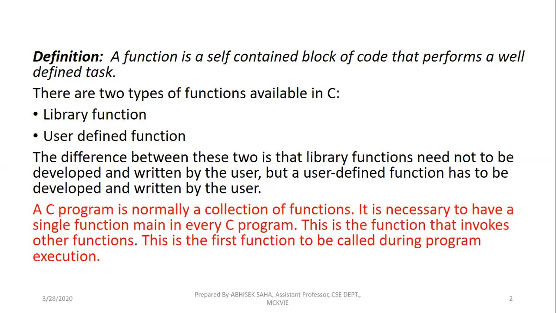Two types of functions are available in C. First one is the library functions that we already used in the previous programs, and the second is the user defined function. This type of function today we are going to learn. What are library functions? The function that is already defined by the system, need not be developed or written by the user, but the user defined function has to be developed or written by the user/programmer.